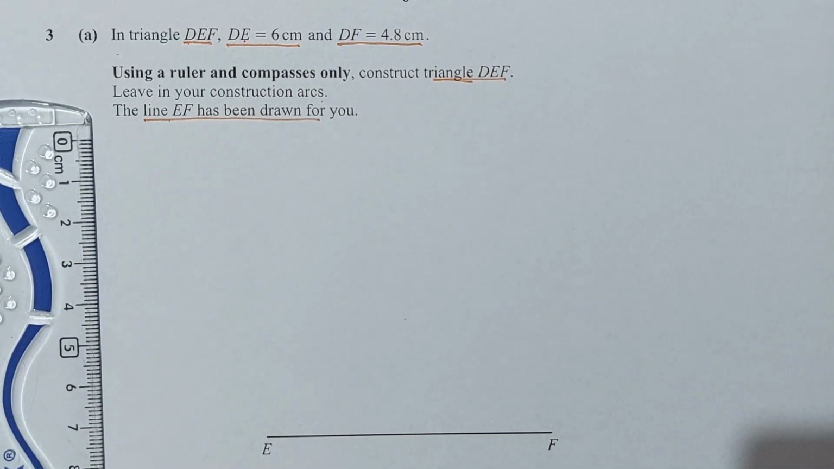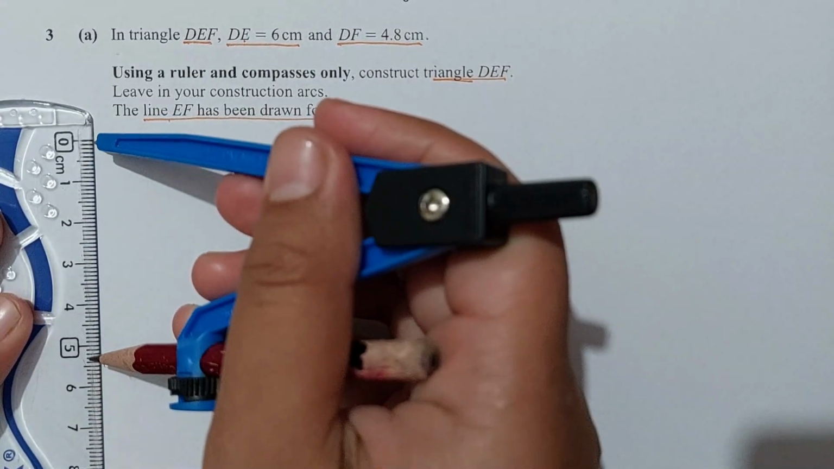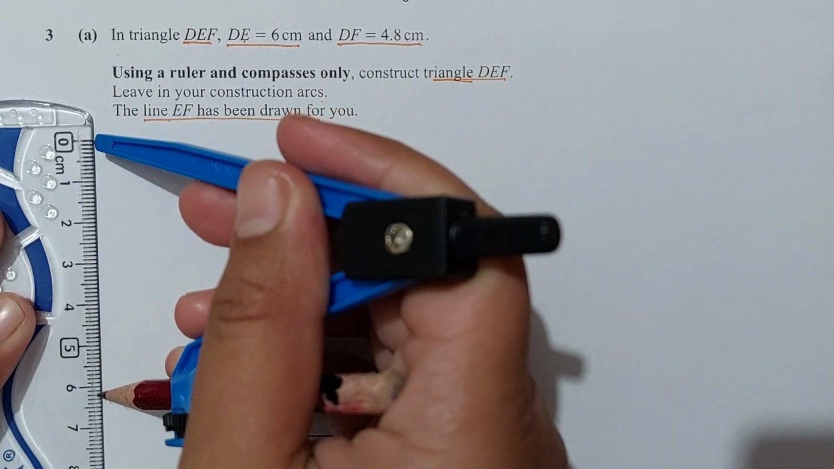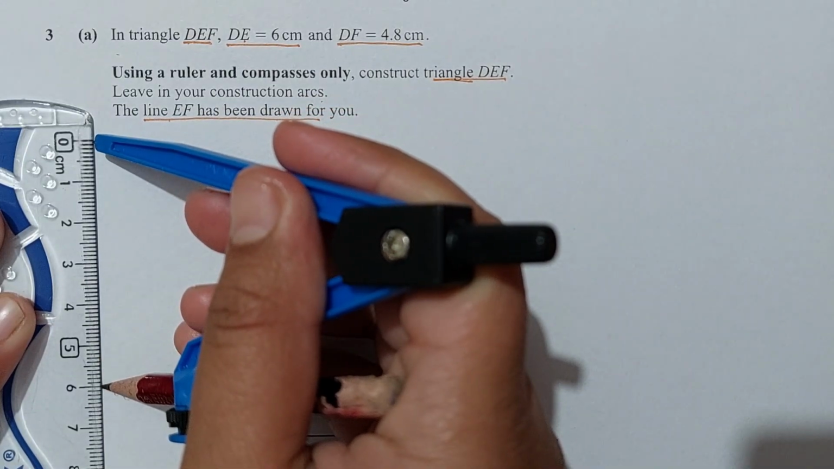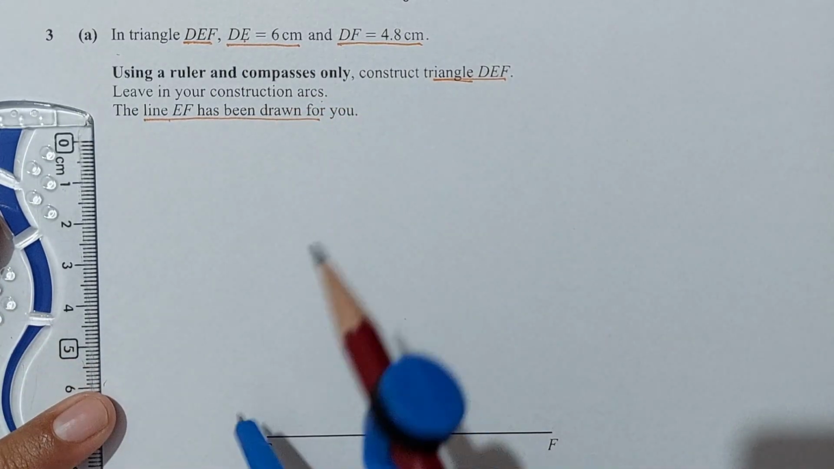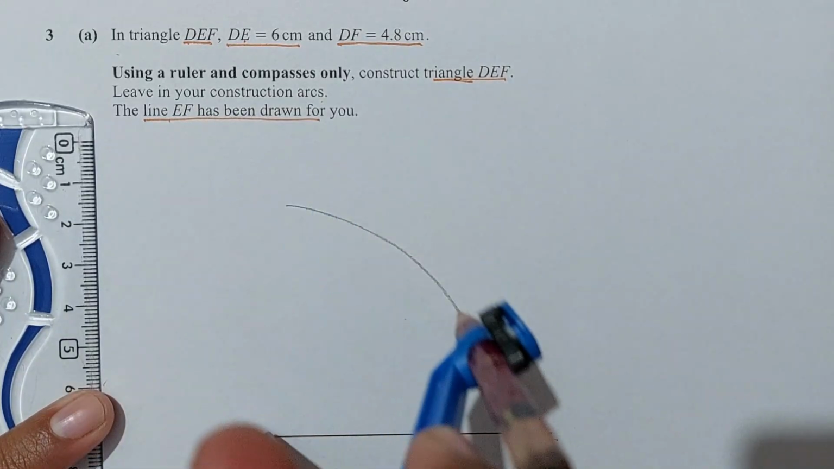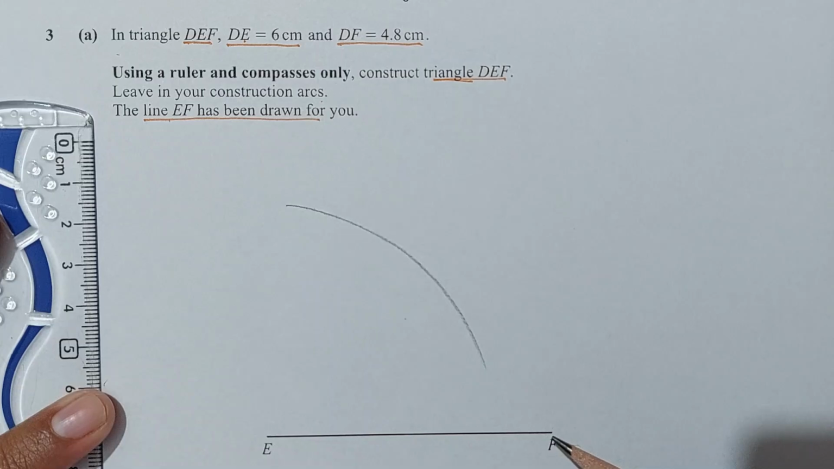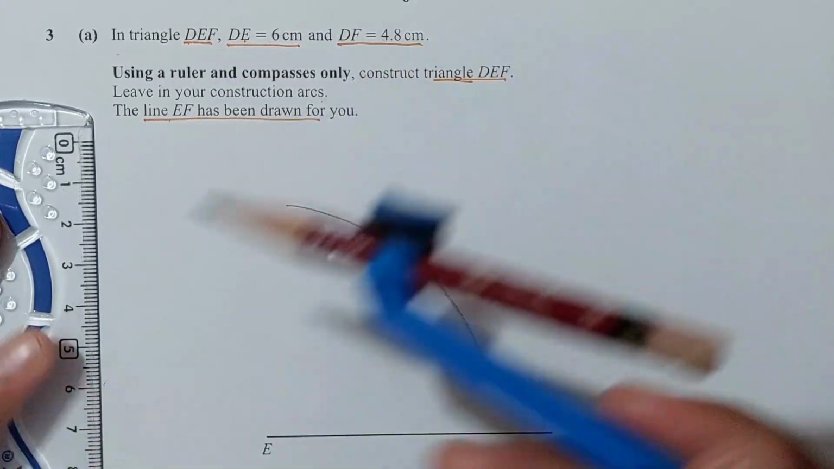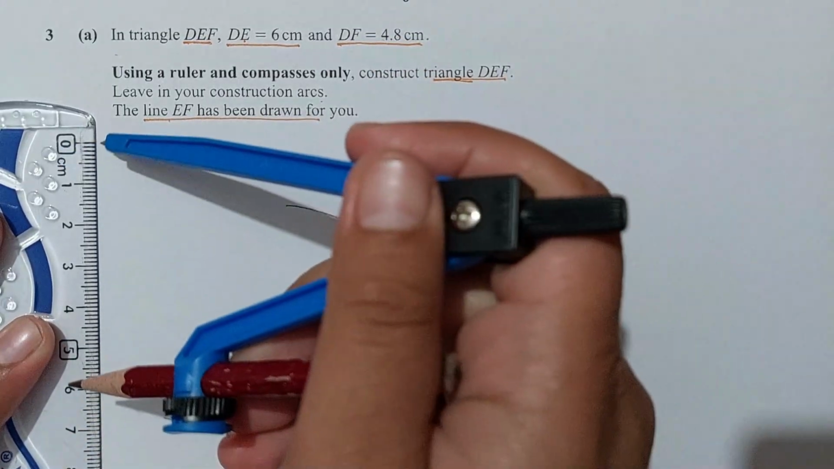We need a compass and open this to 6 centimeters. Where is the ruler? Okay, let me show you 6 centimeters. So this is exactly 6 centimeters. Put it on E and draw an arc. Now F to D is 4.8. Open the compass to a length of 4.8.